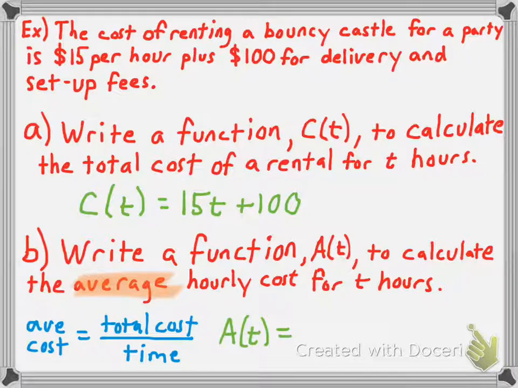Now for our problem, the total cost is what we wrote above. You calculate the total cost for this rental by multiplying 15 times T and then adding in the $100 one-time cost. And then the amount of time, well, that's just represented by T. There's our function that would model the average cost of renting this bouncy castle for T hours. And notice that that's a rational function, right? You've got a polynomial divided by a polynomial, or a linear function divided by a linear function, more specifically in this case.